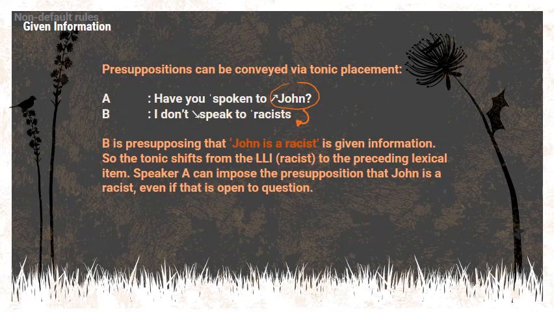And then presupposition can be conveyed via tonic placement. Have you spoken to John? I don't speak to a racist. B is presupposing that John is a racist is given information. So the tonic shifts from LLI, racist, to the preceding lexical item. Speaker B can impose that presupposition that John is a racist, even if that is open to question.